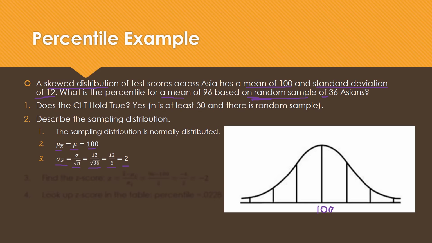So then we can go over here and go up one standard deviation to the right and get 102, and then we go another standard deviation to the right and get 104, and then go another standard deviation to the right and get 106.